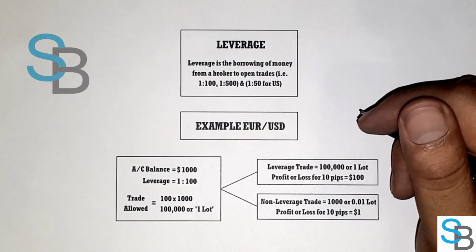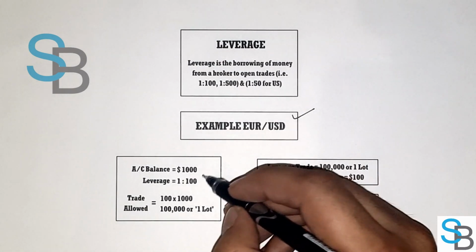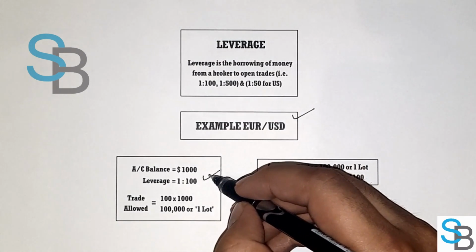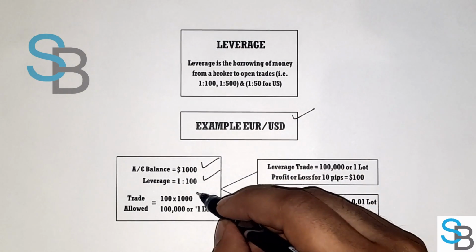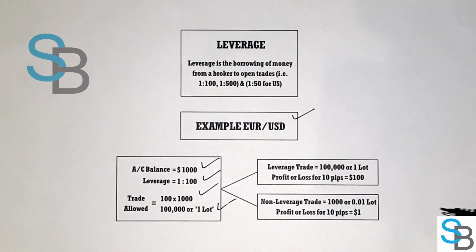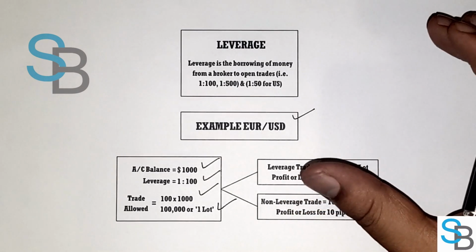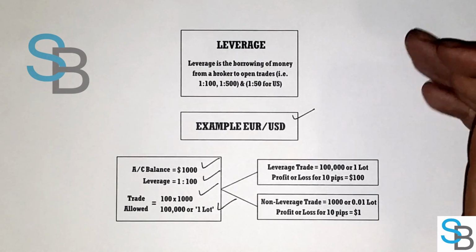Let's do an example for the Euro USD. If your broker offers 1 to 100 leverage and you have $1,000 in your account, this means you can trade 100 times 1,000, that is 100,000 or 1 lot of Euro USD. Now, leverage is a double-edged sword. Either you will win a lot or lose a lot, depending on how you trade.